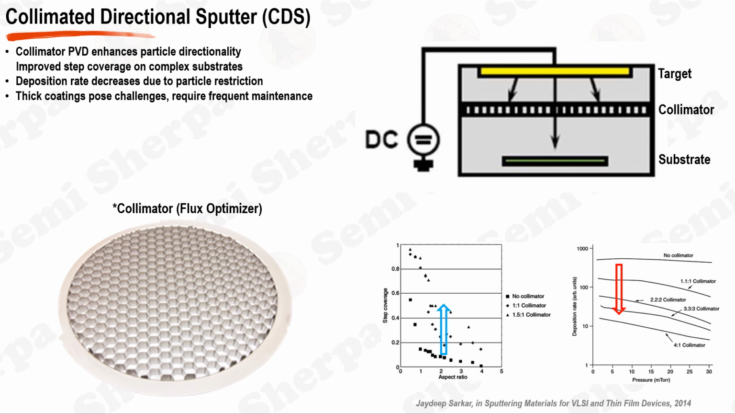desired coating characteristics. Additionally, the collimator technique has limitations when used for applications requiring thick coatings. The collimator itself can become a source of particulate contamination due to temperature fluctuations and the need for frequent replacement, which leads to shorter preventive maintenance (PM) cycles. This is an important consideration in the overall cost and efficiency of the PVD process.